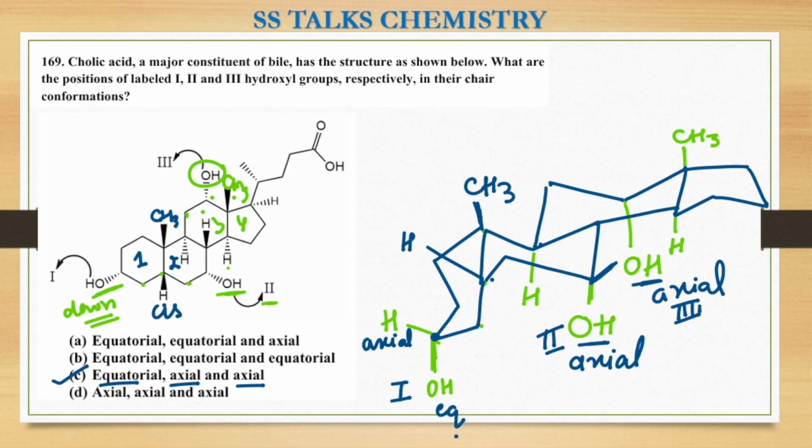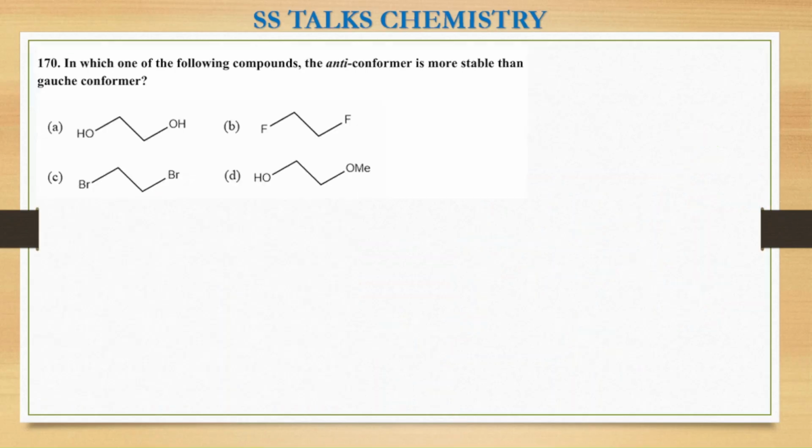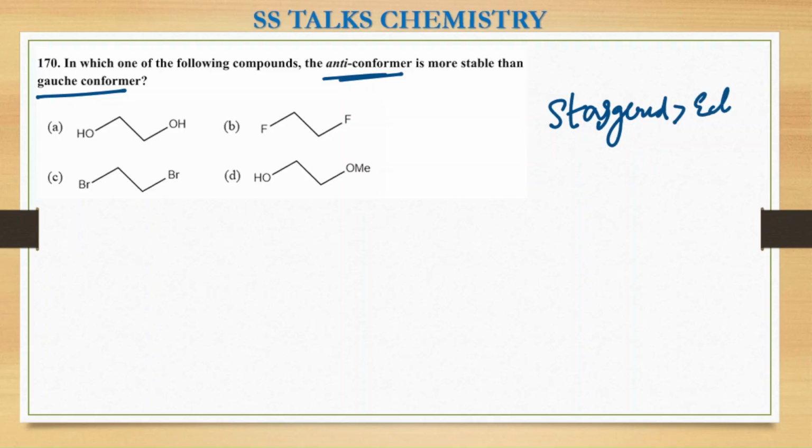Now let us move on to the next question, that is this one. It is saying: in which of the following compounds is the anti-conformer more stable than the gauche conformer? Generally when we draw the Newman projection, we say that the staggered conformation is more stable as compared to the eclipsed one, because there will be no strain in that. The torsional strain will be absent in the staggered conformation.